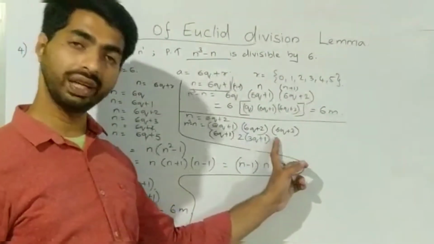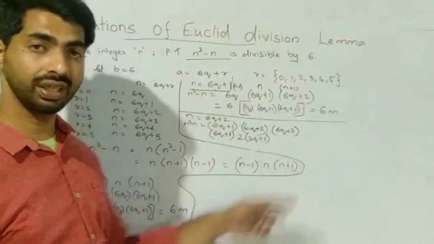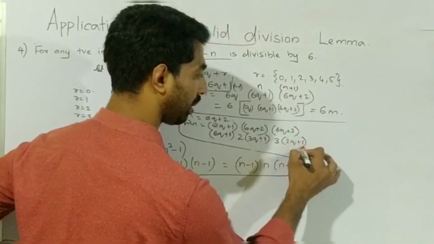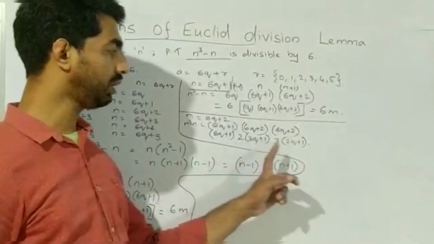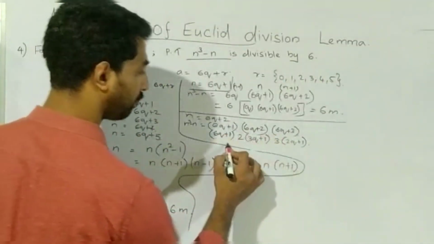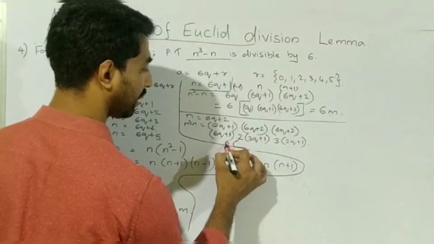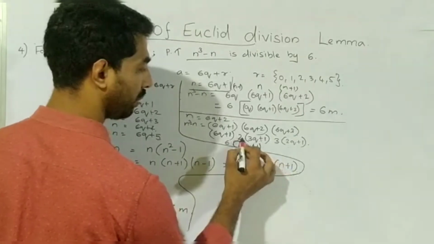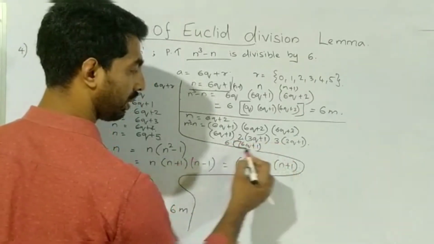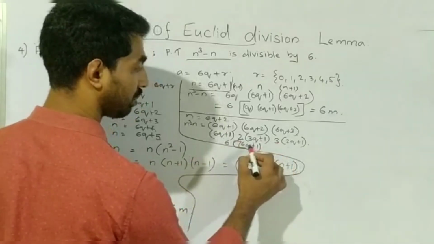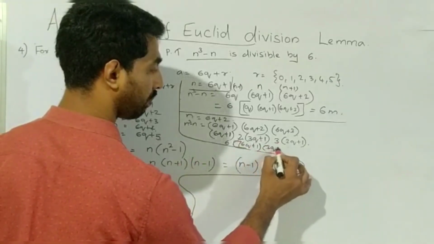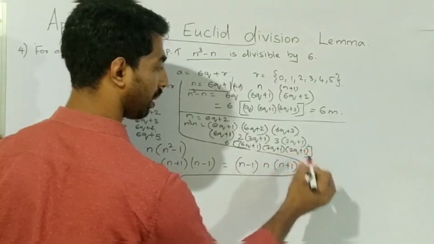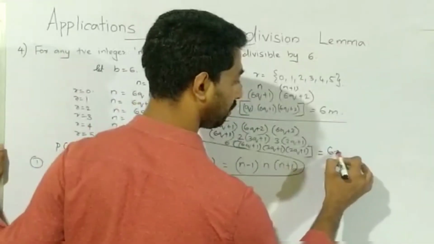Again, is there any common factor in 6q plus 3? Yes, 3. 3 into (2q plus 1). So this 2 into 3 is 6. That we put outside. So 6 into (6q plus 1) into... 2 is already out, 2 and 3 are already out of that bracket. So again (3q plus 1) into (2q plus 1). That is also in the form 6m.